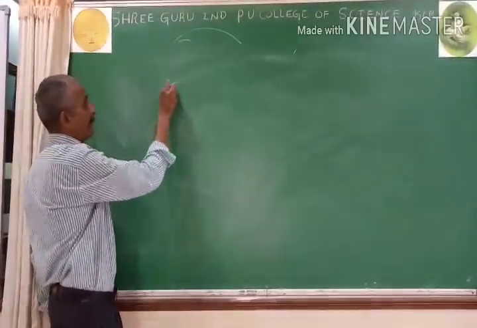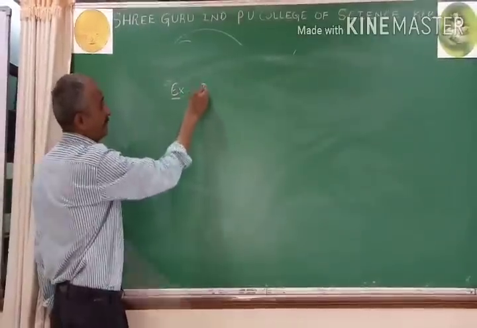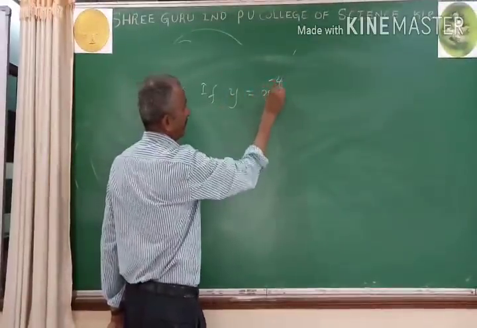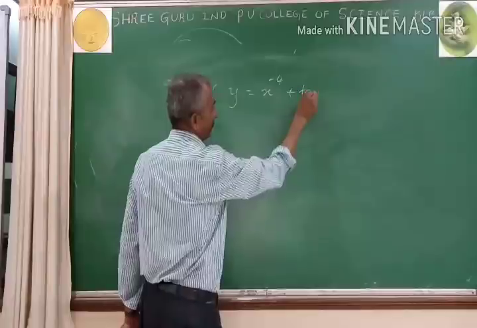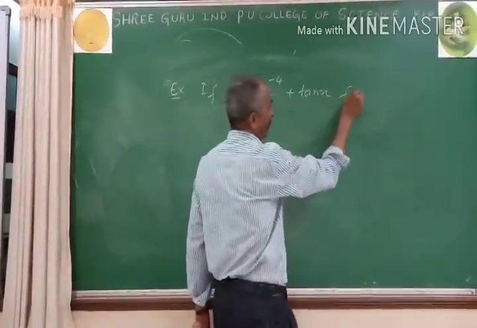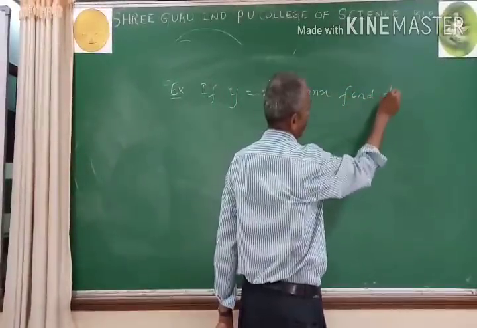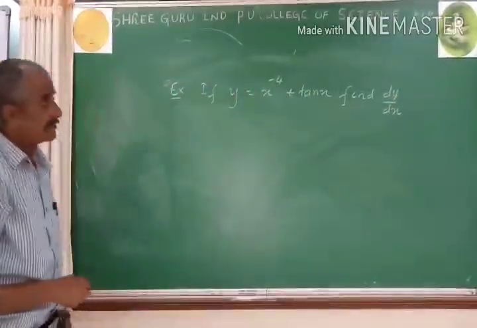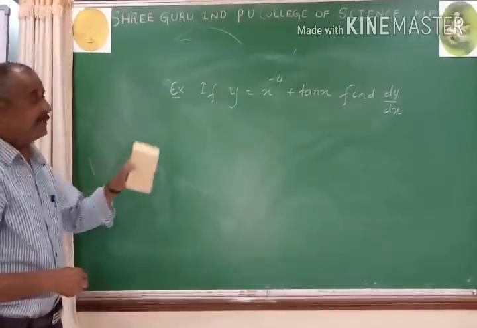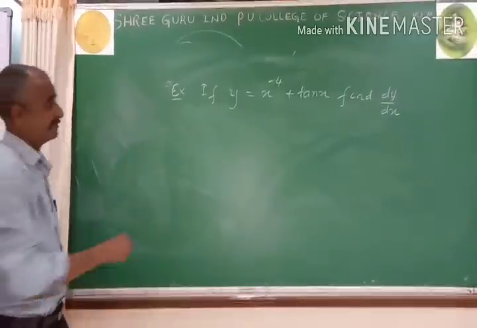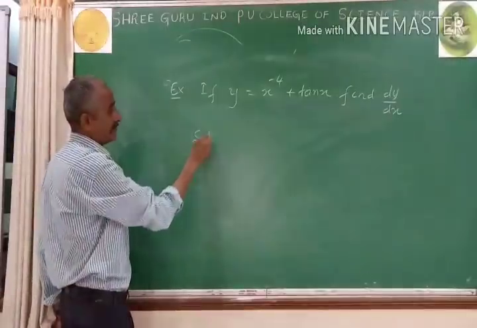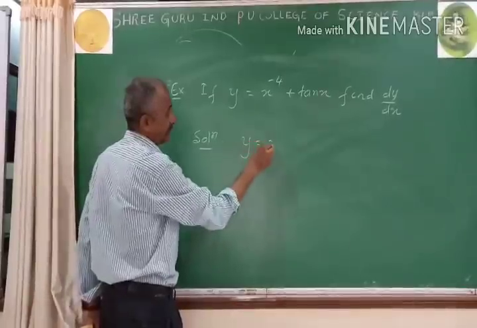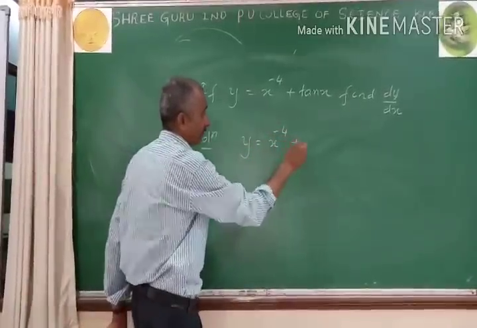For example, if y equals x to the power of minus 4 plus tan x, then find dy by dx. This is the question, and we are asked to calculate the derivative of this function. So take the solution. Whatever function is given, first write it. What is the given function? The given function is x to the power of minus 4 plus tan x.